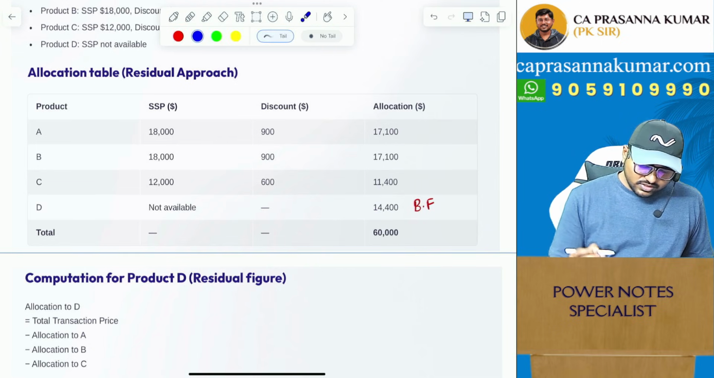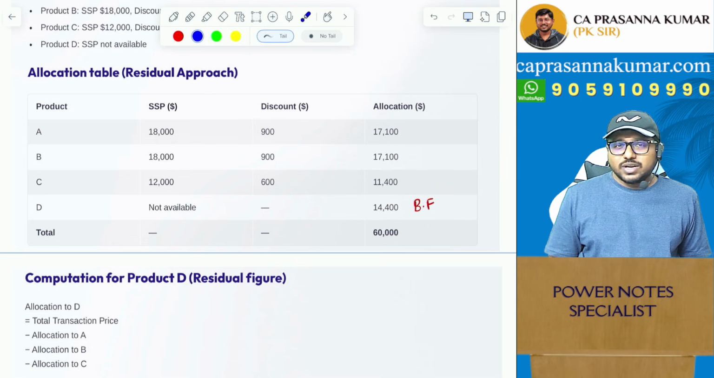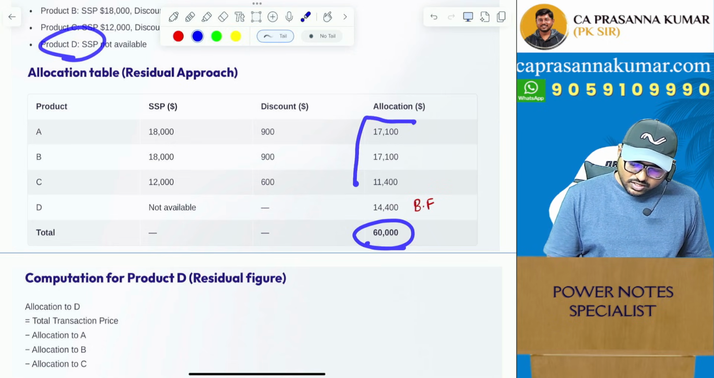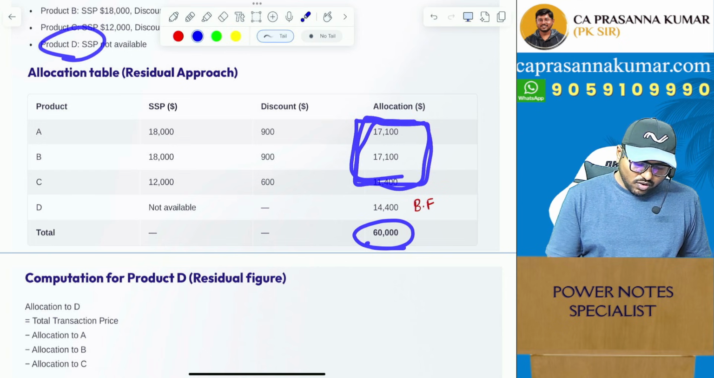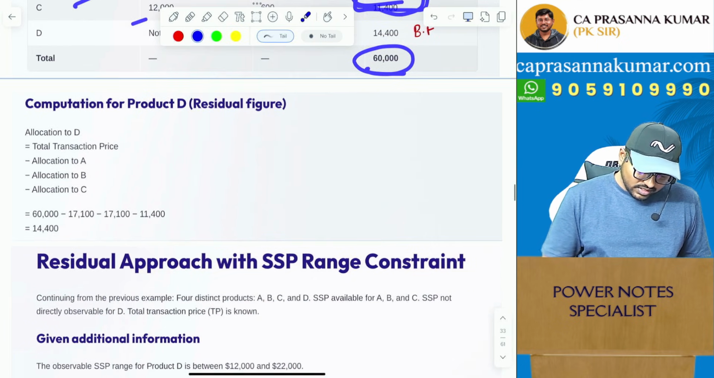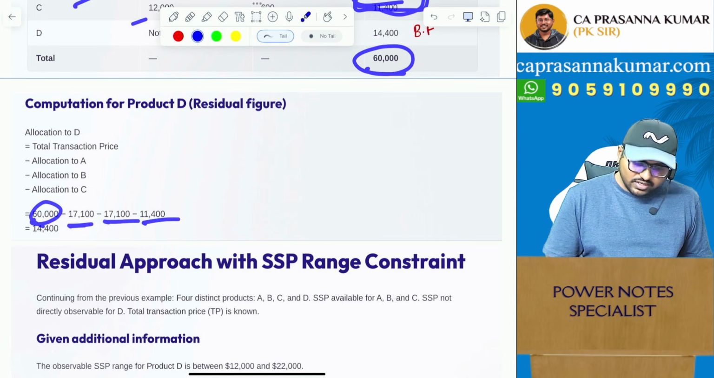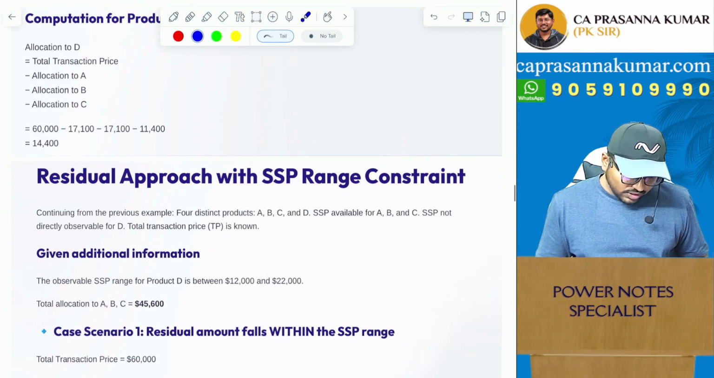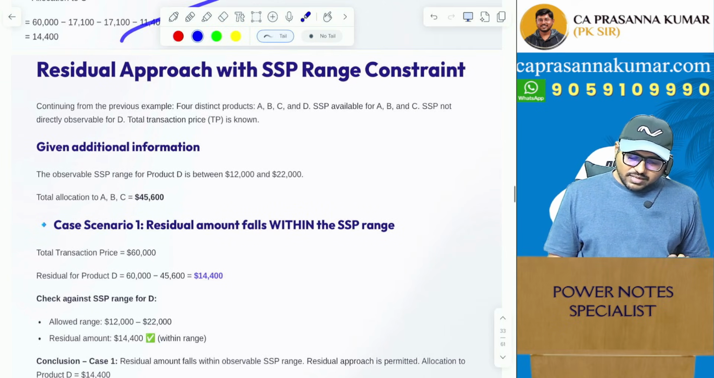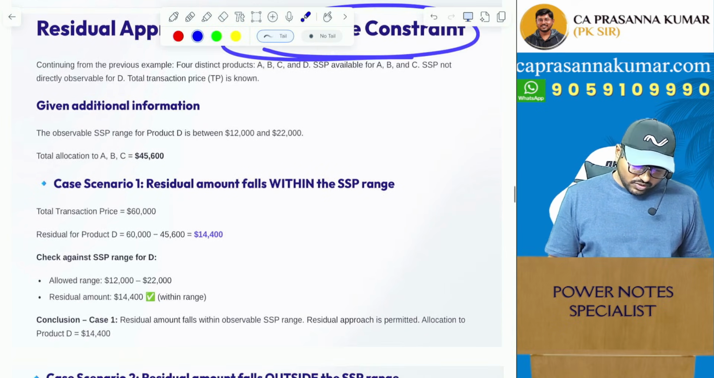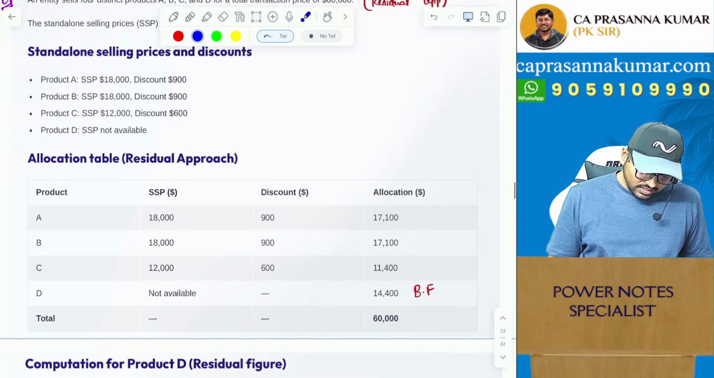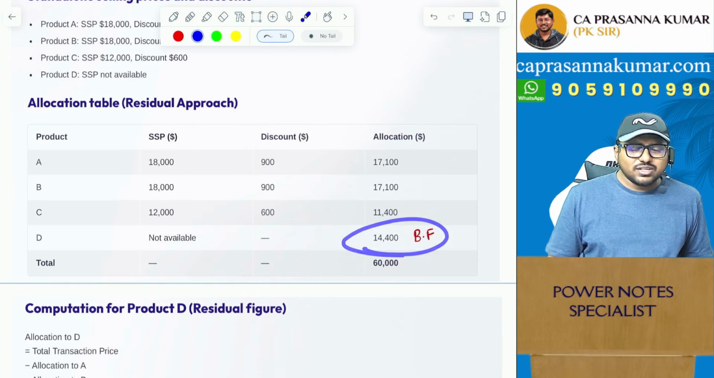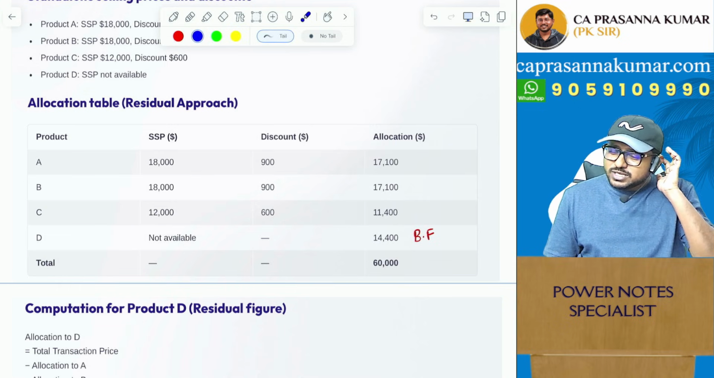Got it? So as per the residual method, your SSP of product D is nothing but total transaction price minus the total of allocation of all the remaining products. As you can see here, 60,000 minus 17,100, 17,100, 11,400, you got the answer. You got it? Chalo, done with this. Now, sometimes there will be a range given for a particular product. Sir, what do you mean by range, sir? See here. Here, for product D, is there any range given? No. So in that case, whatever the balancing figure that you get, that will be the value of D. Value means I'm talking about SSP.